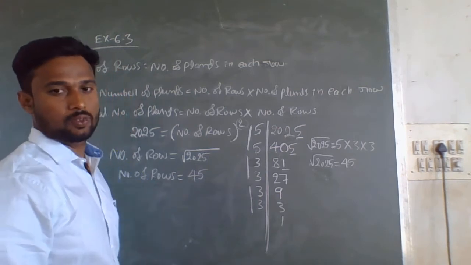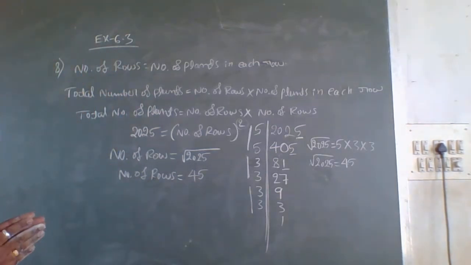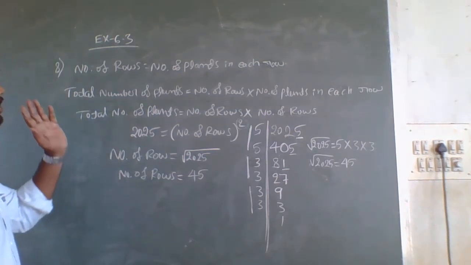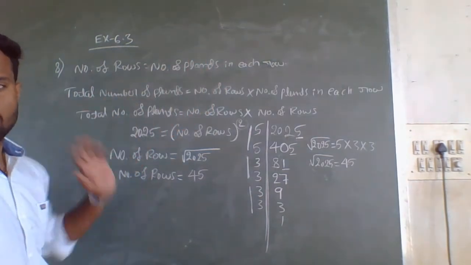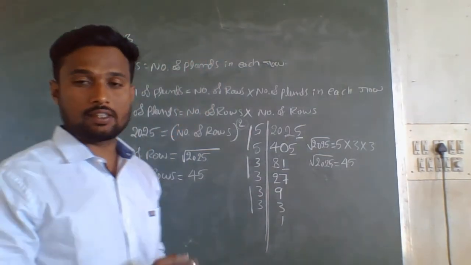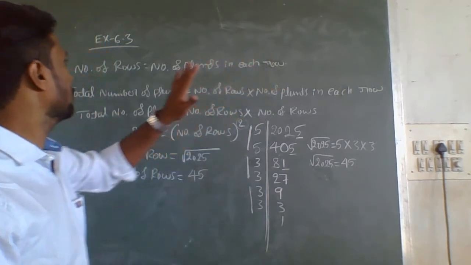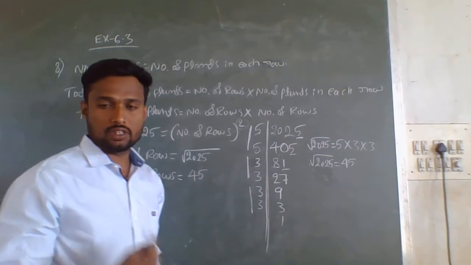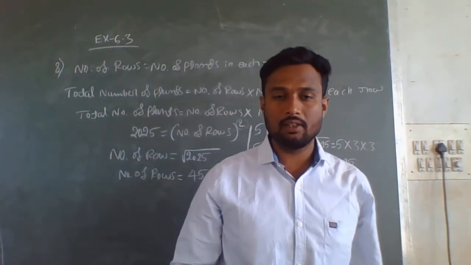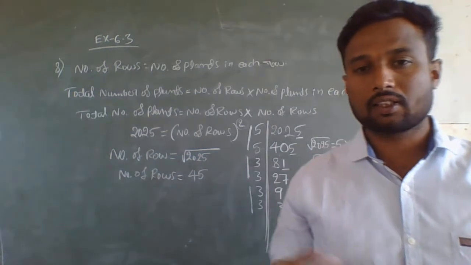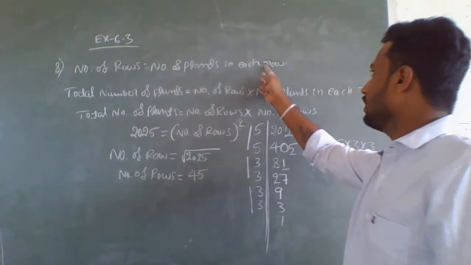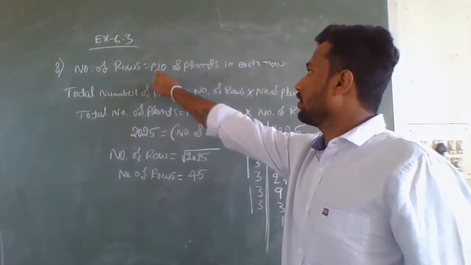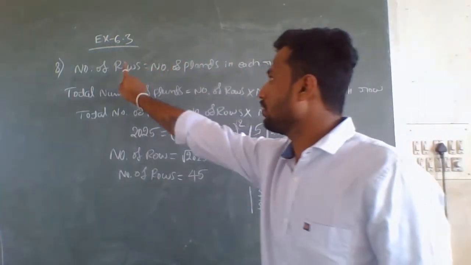2025 plants. Okay. See here again what is given. They are planting 2025 plants in such a way that the number of plants in each row equals the number of rows. Listen carefully. I told you with one example that in the first row they are planting only one plant, in the second row two plants. Like that, the number of plants in each row should equal the number of the row.